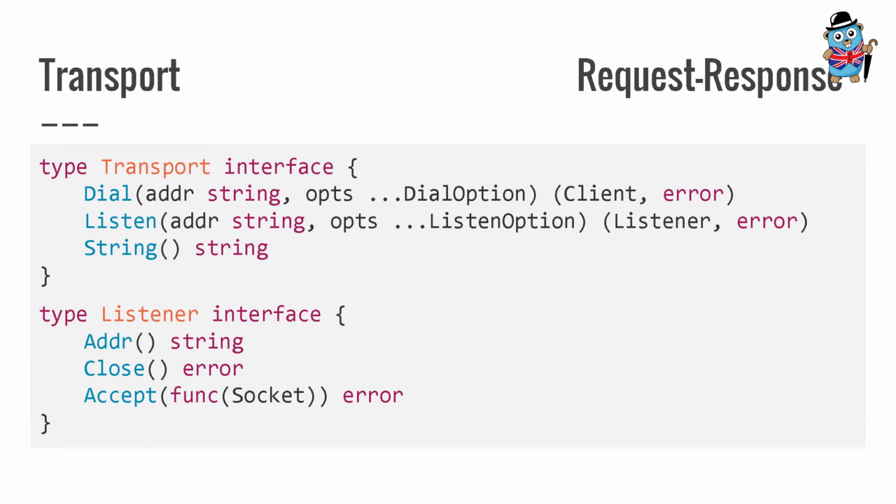And then another example would be the transport for request response. This interface basically provides a way to do bidirectional streaming, and it has socket-like semantics. The socket has send and receive, and you can send both ways. It looks a little bit like something from the net package, if you've looked at that.